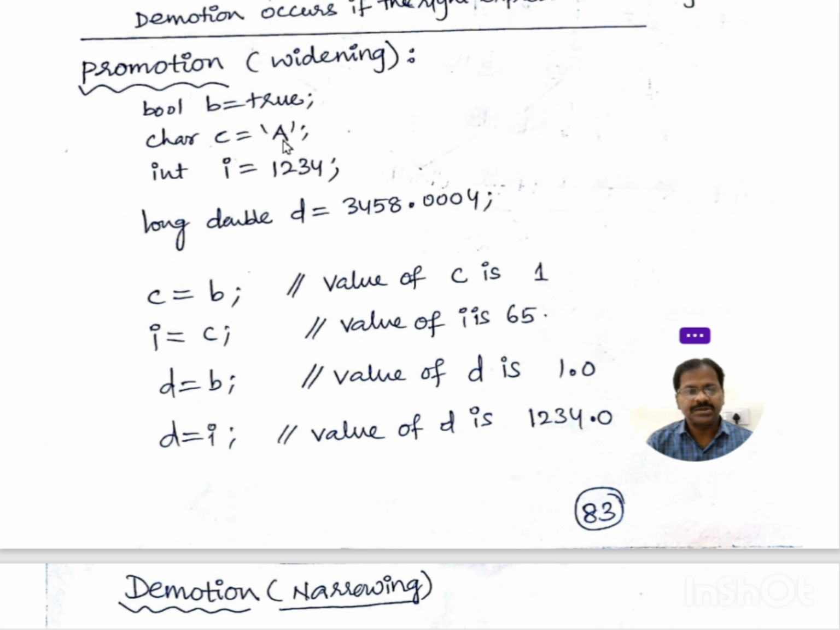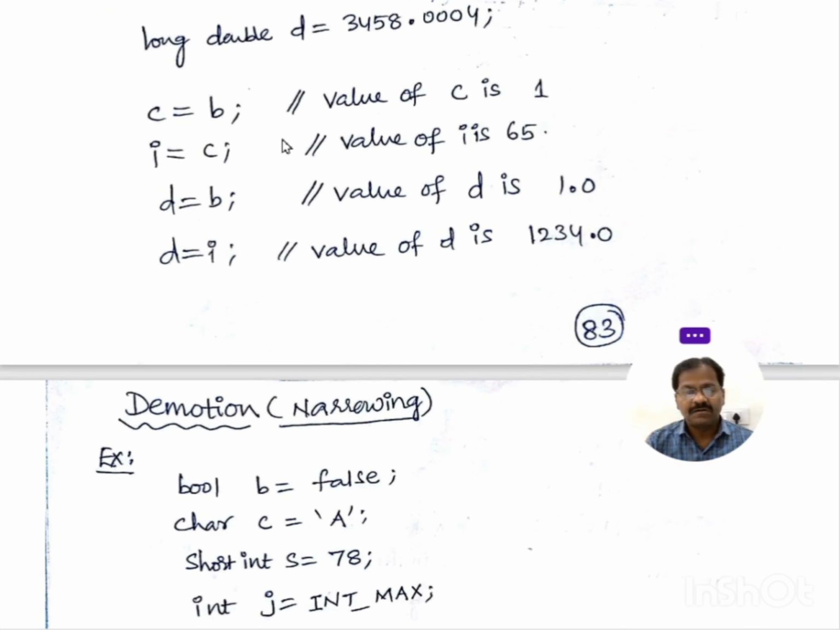Here the character A, the ASCII value of capital A is 65. What is ASCII? ASCII stands for American Standard Code for Information Interchange. Whatever character we give will be converted into an integer value. Then only we can convert into binary form.